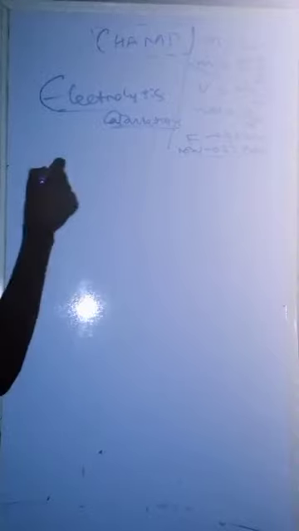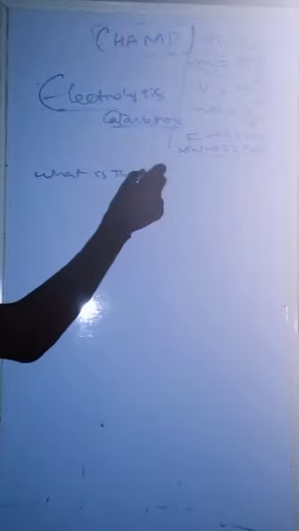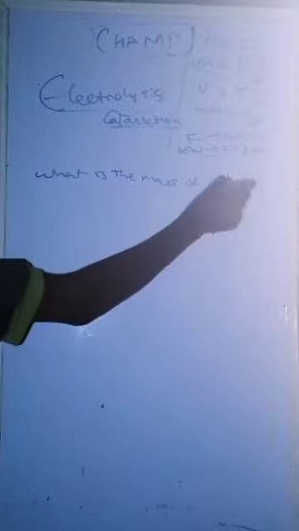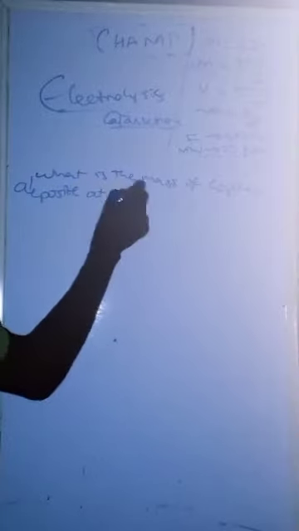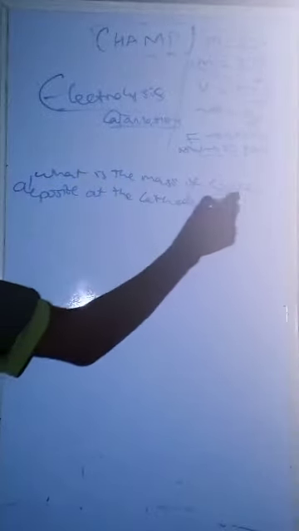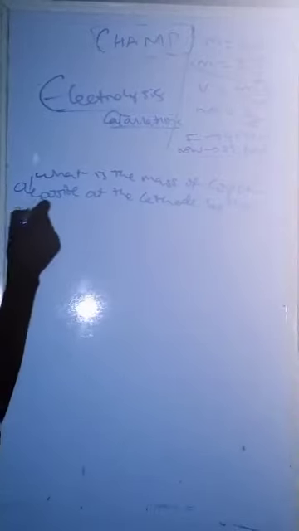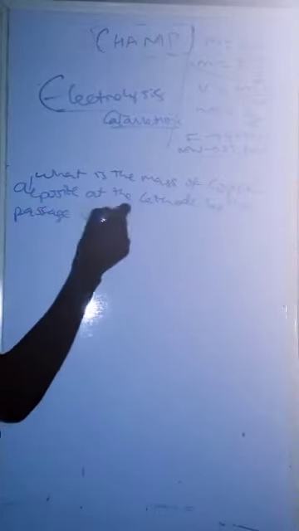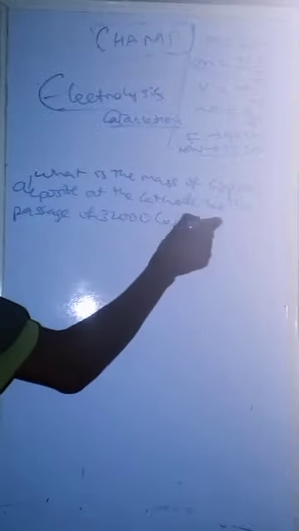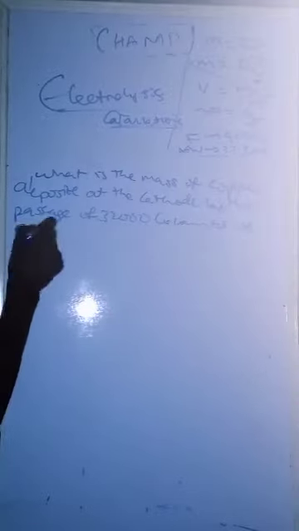What is the mass of copper deposited at the cathode by the passage of 32,000 coulombs? Units, which one has the unit coulombs? That's your Q, the quantity of electricity. Cu is 64. So let's solve this. Yes, you can pause it and try to solve it on your own. I'm sure you've done that now.